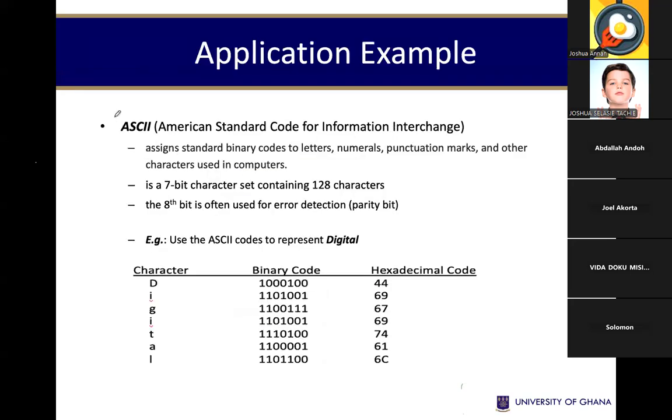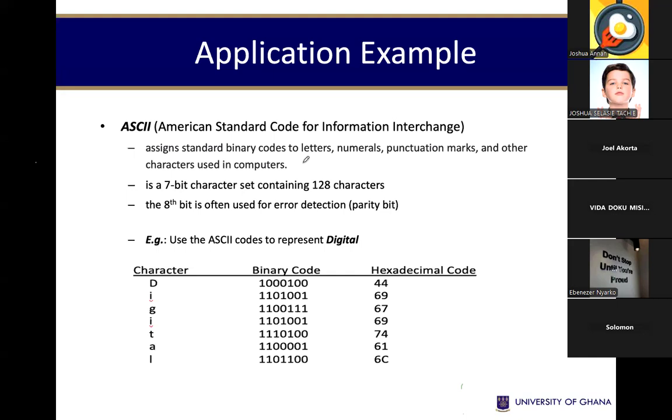So we look at an application example. I've uploaded a particular ASCII table on your Sakai page. ASCII basically is the American Standard Code for Information Interchange. And this is expected to have every key on your keyboard. It's going to assign the standard binary code to letters, numbers, punctuation marks, special characters, operators, anything you can think of that is used in the computer system. ASCII is a 7-bit character set that contains 128 characters. Basically, the 8th bit is often used for error detection or parity bits.